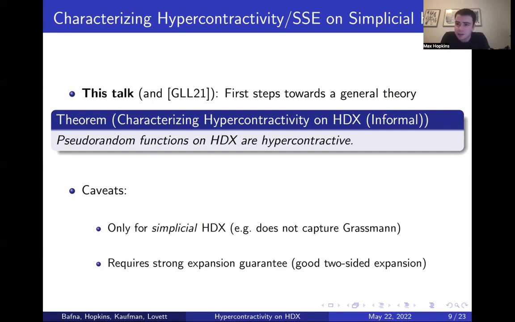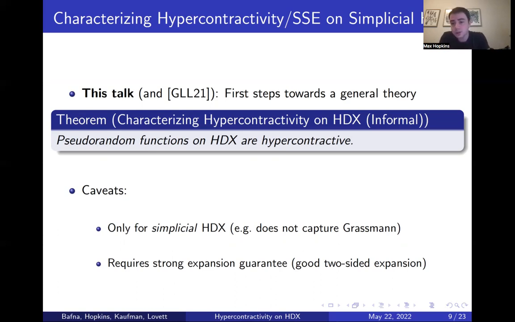This essentially means they're the downward closure of some hypergraph, and in particular, does not capture vector space structures like the Grassmann that seem to be crucial for understanding the UGC. So this is still very much an open direction. And also we'll see that the expansion guarantees that we require are fairly strong.